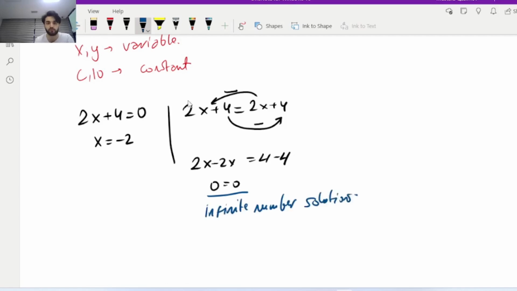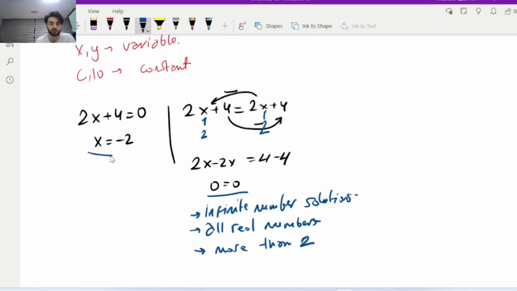For example, when we put 1 instead of x, we get 6 here, and 6 also here. When we put 2 here, we get the same value from the second one also. Or instead of this, you can write all real numbers as the answer for this situation. All real numbers. Sometimes they can write more than 2 for the number of solutions. When you get something like variable is equal to constant, it means that there is one solution.